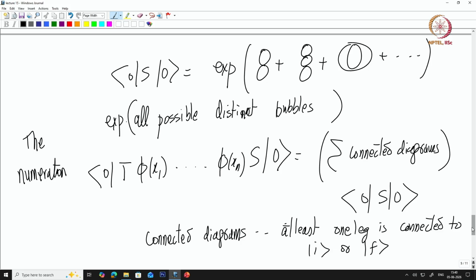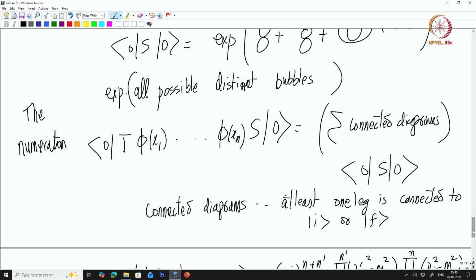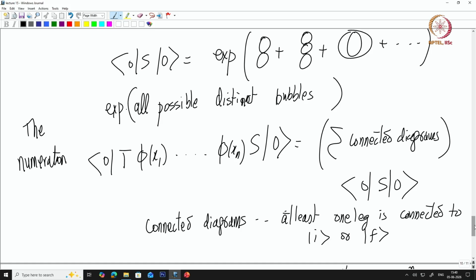So this time ordered product times the S matrix between vacuum states can be argued to be the sum of all possible connected diagrams times this connected leg. And so for this time ordered product, the Green's function, finally this bubble factor cancels off. So the Green's function is nothing but the time ordered product of phi 1, phi 2, phi 3, times the S matrix, or Green's functions or S matrix elements, or any of these things.